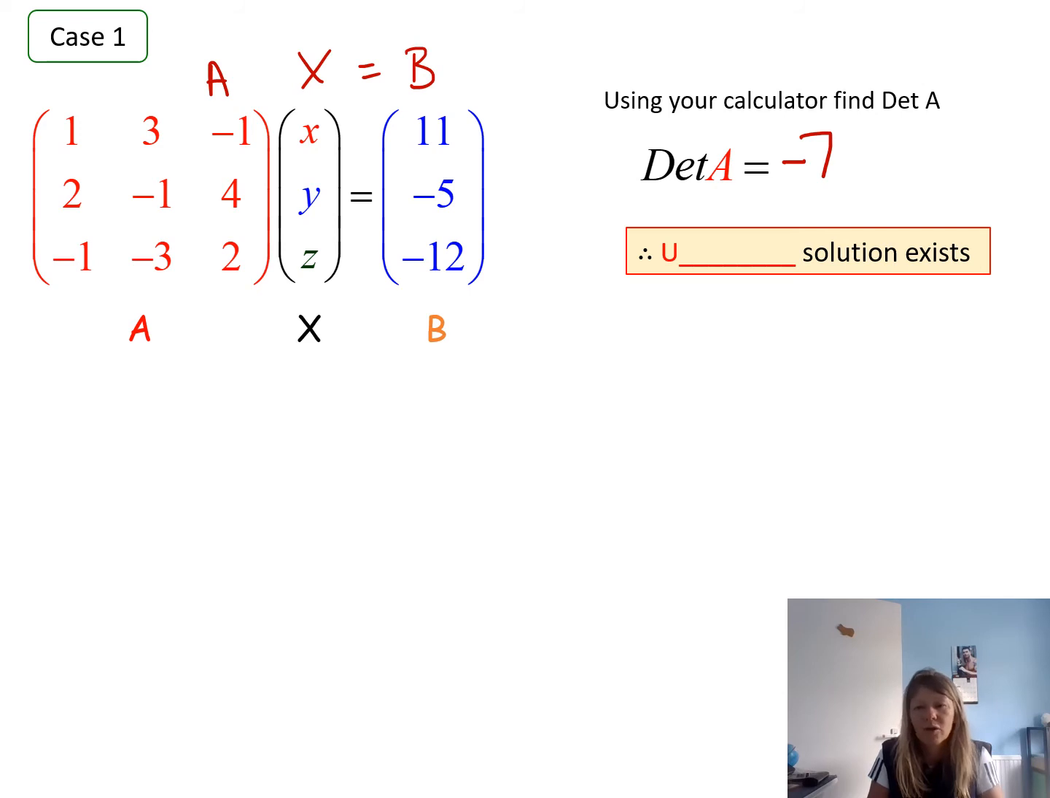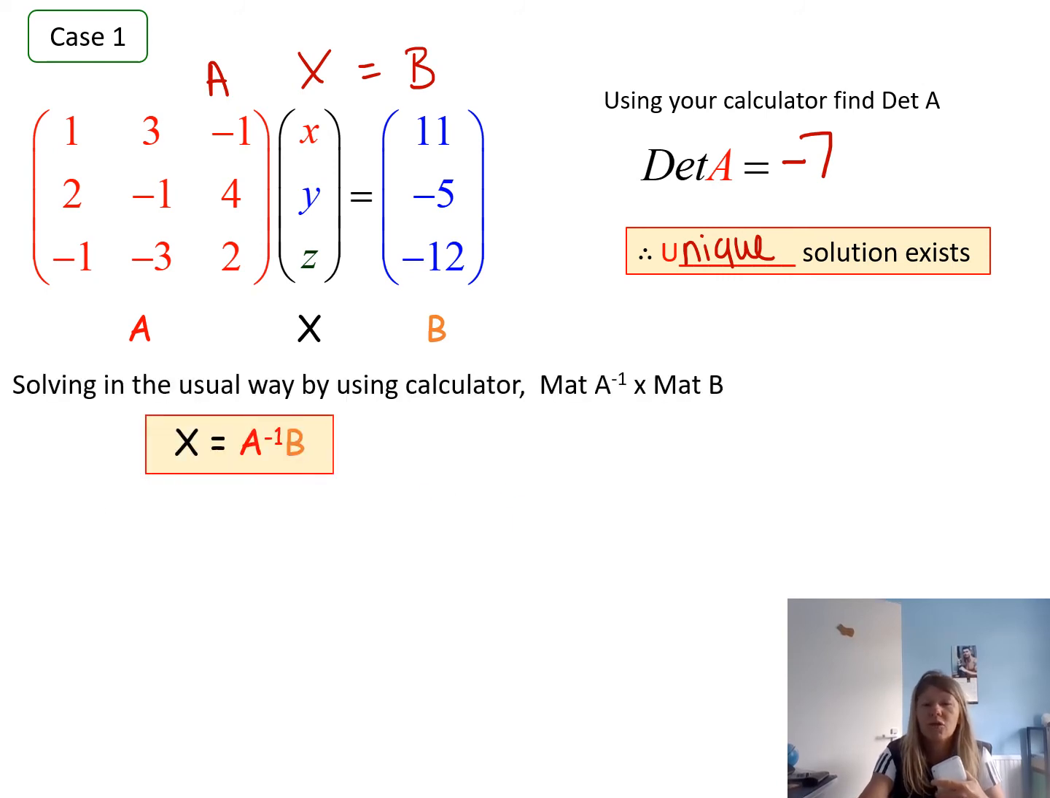So therefore we know it's got a unique set of solutions to this. There will be an answer. Three planes will just meet in one point, because the determinant isn't 0. So we know there's going to be an inverse.